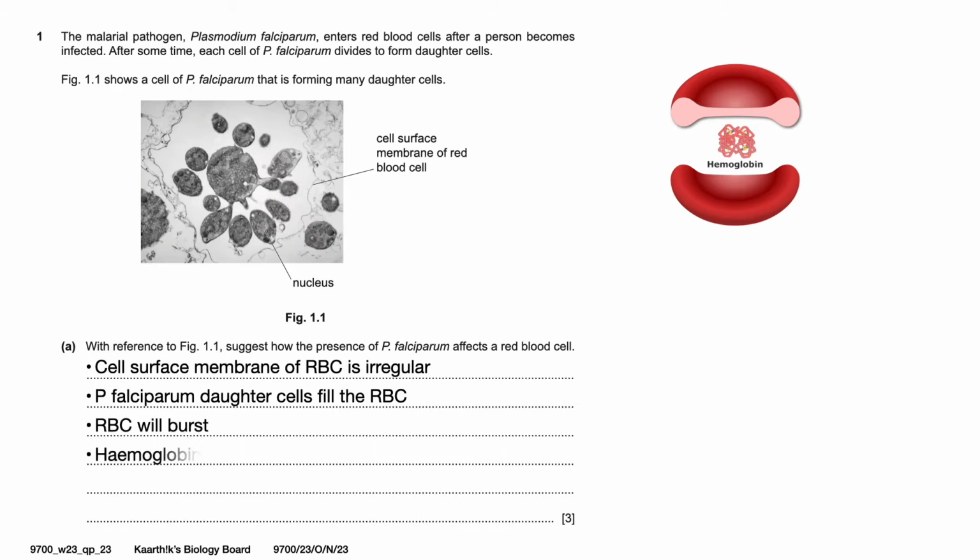Then what happens? Hemoglobin will be used up by the pathogen. Since they are inside the red blood cells, the hemoglobin will be used by the pathogen. Since all the hemoglobin, I mean most of the hemoglobin, is used by the pathogen, the oxygen will be transported in very small quantity to other parts of the body.